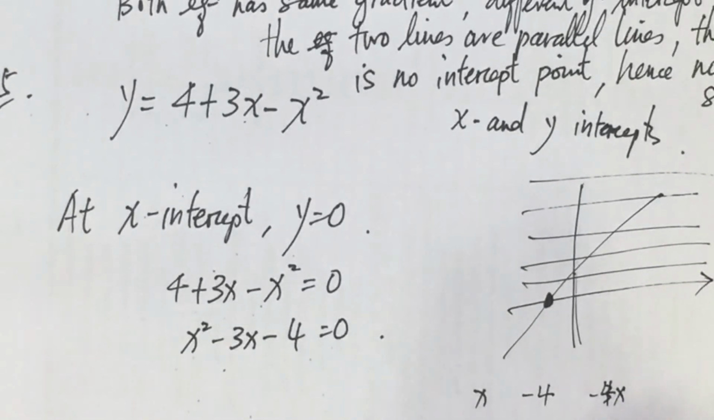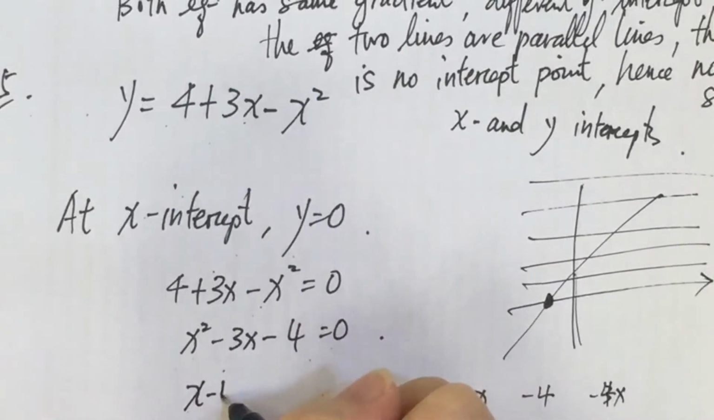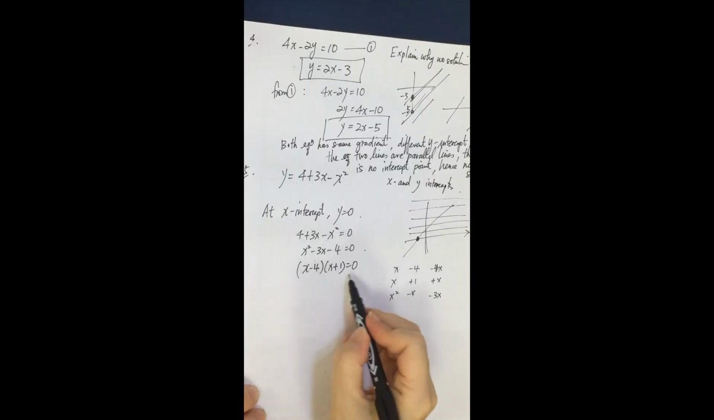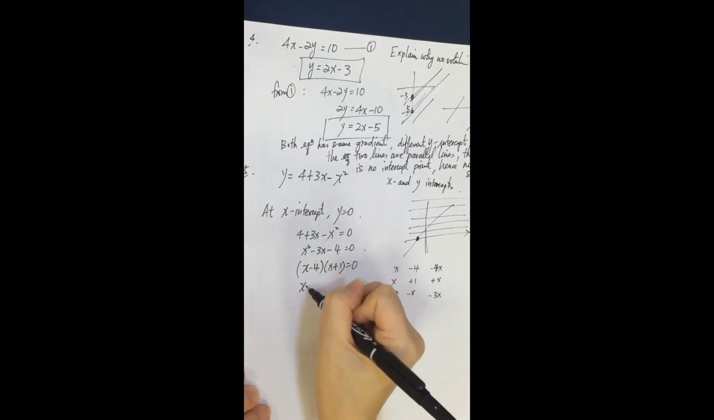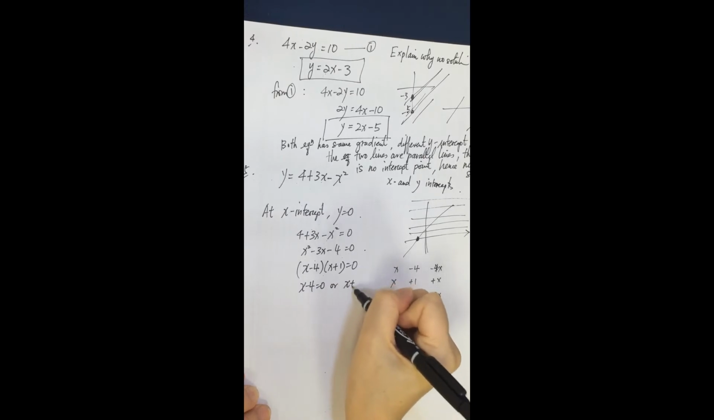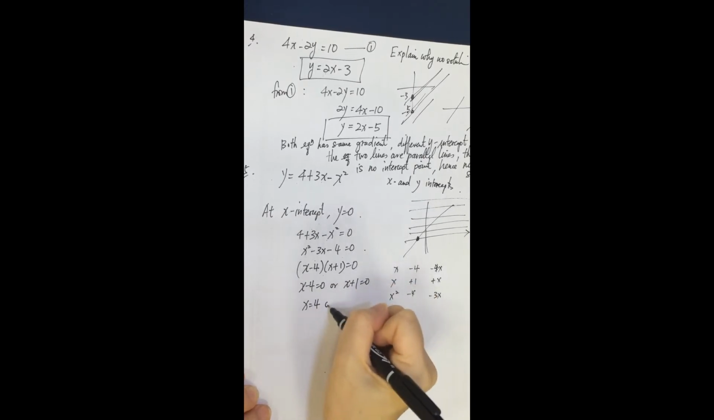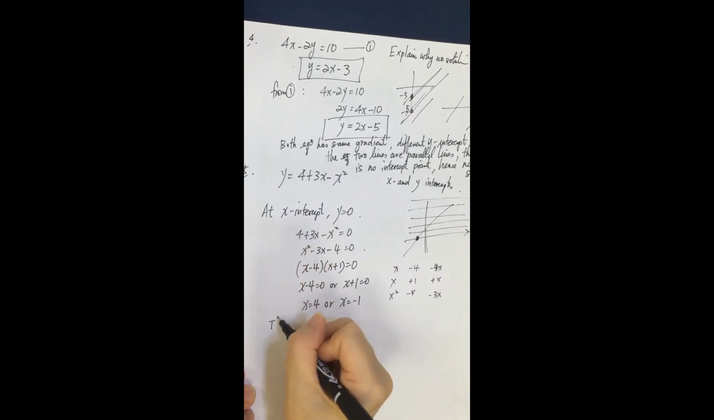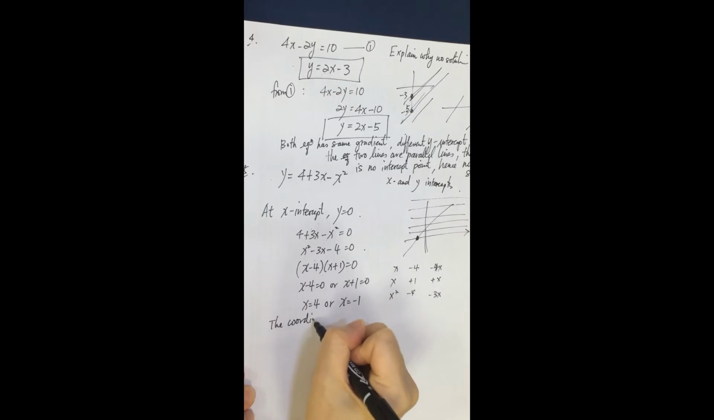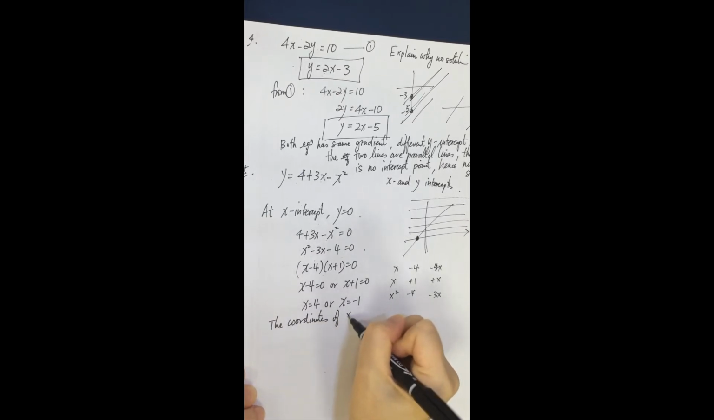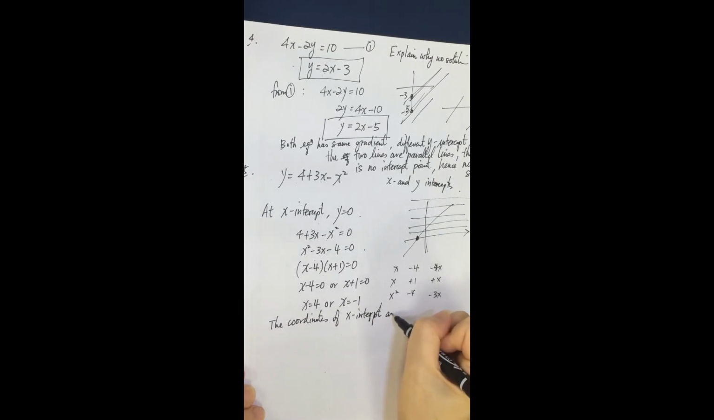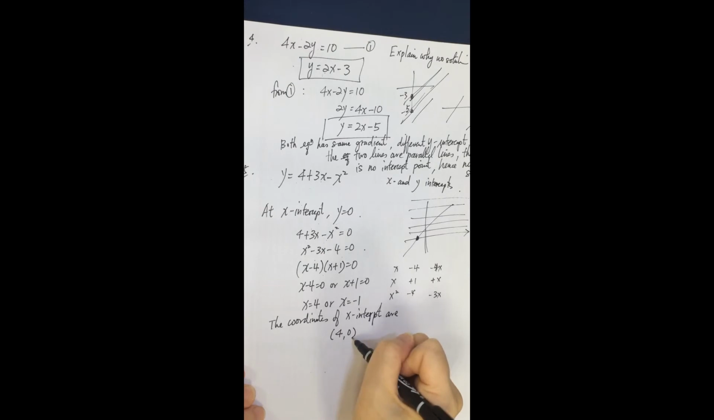So here I will factorize it to x minus 4 times x plus 1 equals 0. The product equals 0, so x minus 4 is 0 or x plus 1 equals 0. So x is 4 or x is negative 1. This is for the x-intercept. Therefore, the coordinates of the x-intercepts are: one of them is (4, 0), the other one is (negative 1, 0).